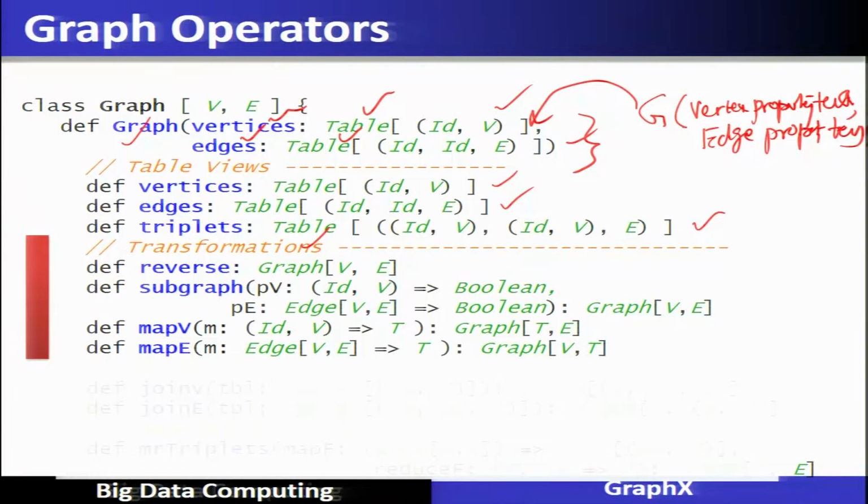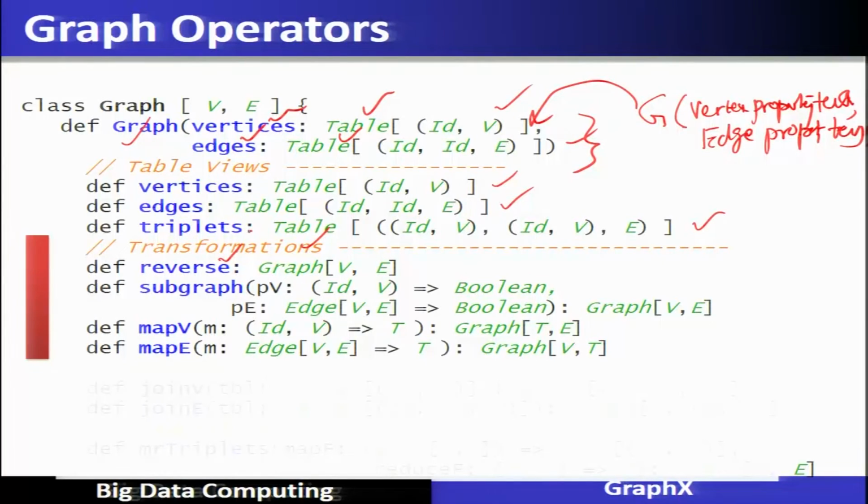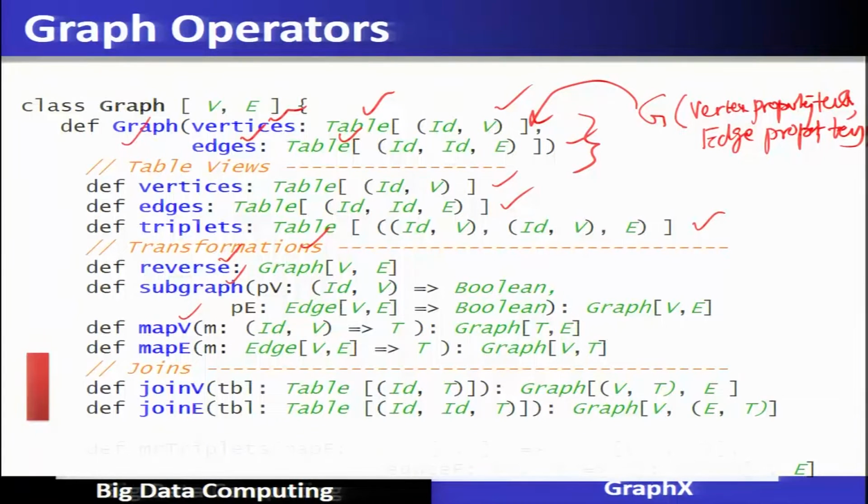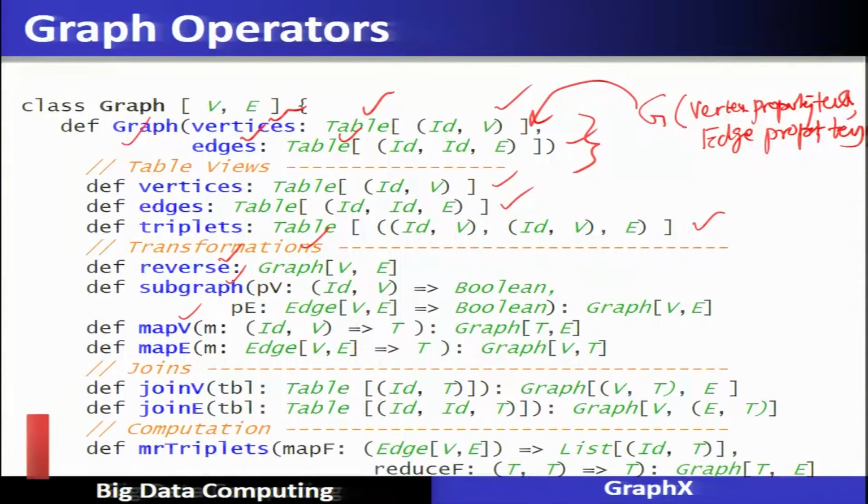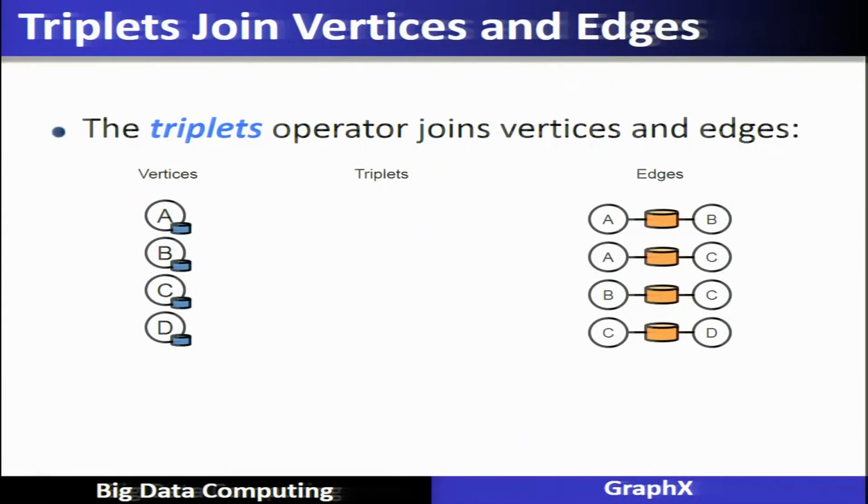There are various transformations on the graph which are supported here in GraphX, such as reverse, then subgraph, finding the subgraph, and then taking the map of this particular graph. The join operations are also performed on the graph, and computations are performed on the graph. Now, the triplet joins vertices and edges.